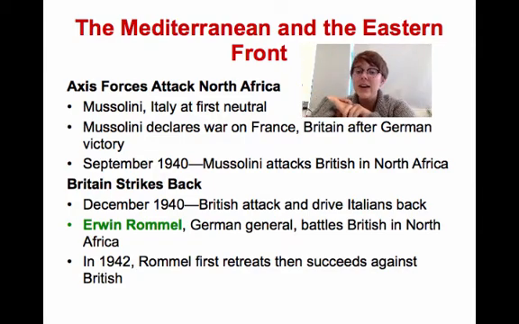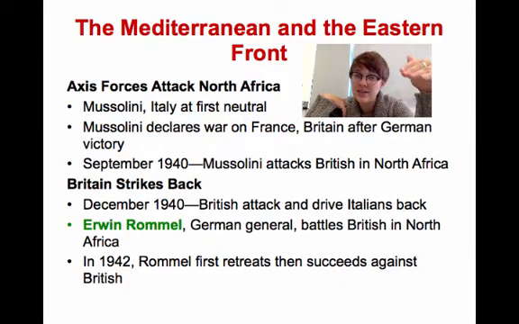The next area that Mussolini starts to take control of is North Africa. Okay, so in September 1940, Mussolini attacks the British. The British are already in North Africa. Okay. Then there is this push back and forth in North Africa. So in December 1940, the British attack and drive the Italians back.